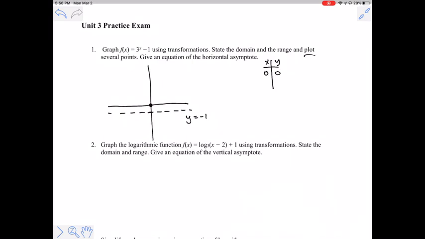And then it says plot several other points. Remember what we talked about during this lesson was you need to have the y-intercept and then 2 more points. So I'm going to let x equal 1. 3 to the first power minus 1 equals 2. Okay. Now we'll do if x equals 2. 3 squared is 9, 9 minus 1 is 8, so 2 comma 8. There's 1 comma 2, and then 2 comma 8.